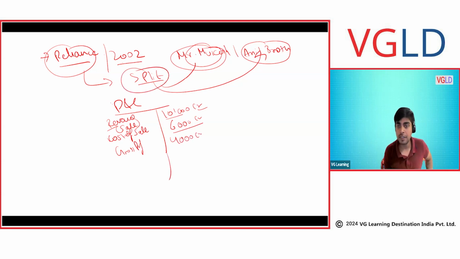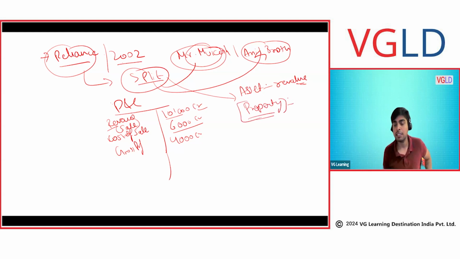Now, because of the split, you will learn later that assets a company owns get revalued. What is revalued? Let's say I own a property. I bought this property at 1 lakh rupees in 1980.